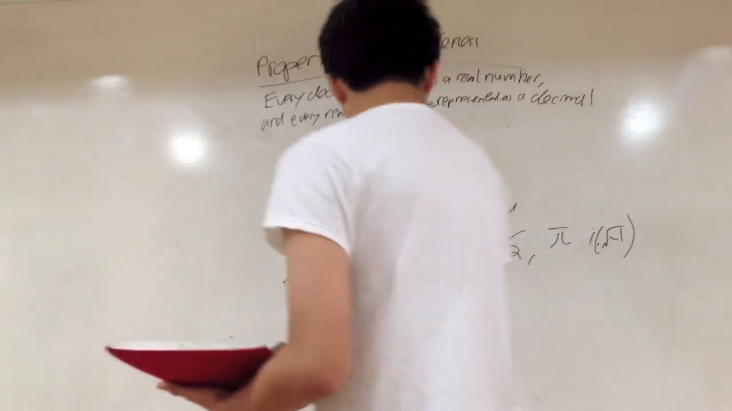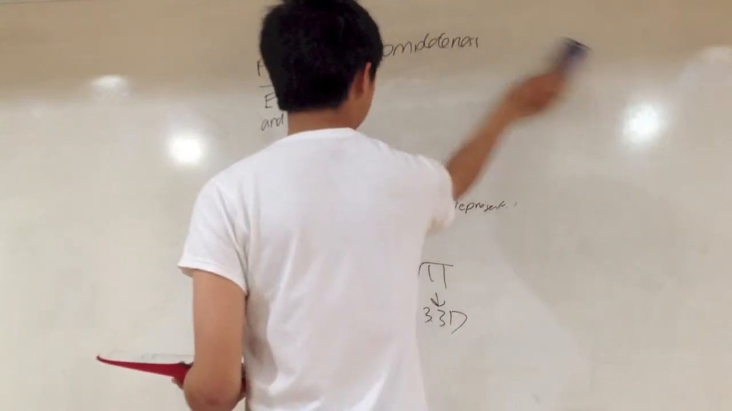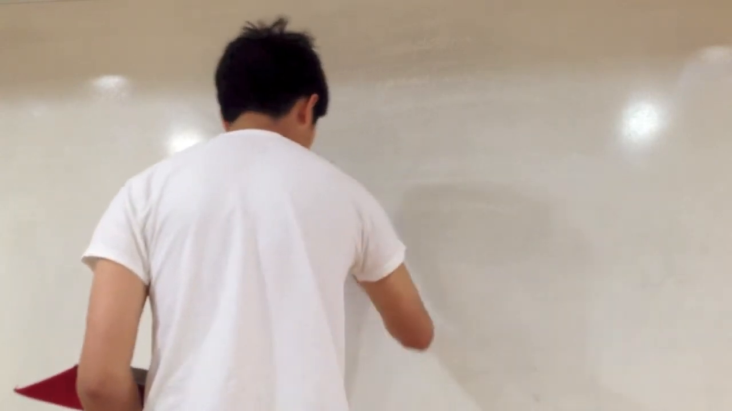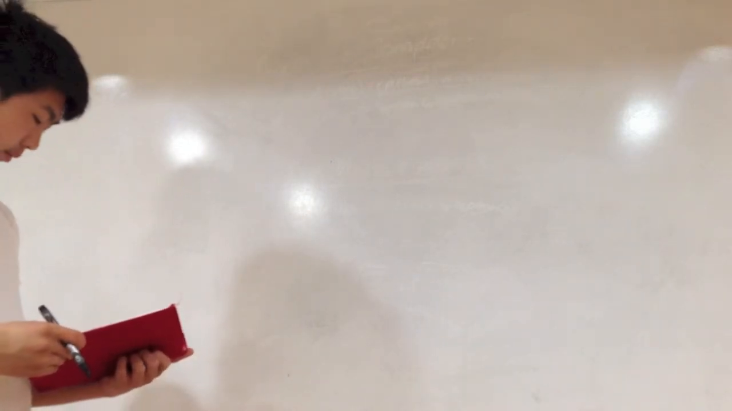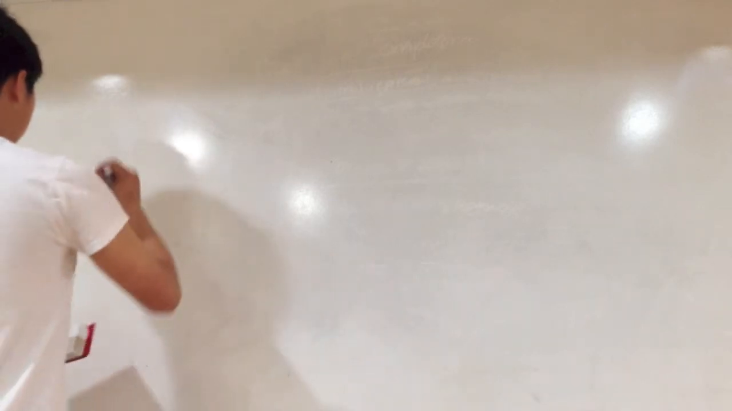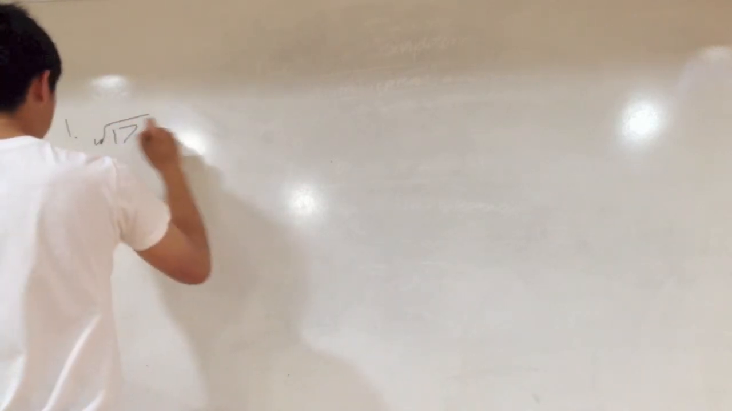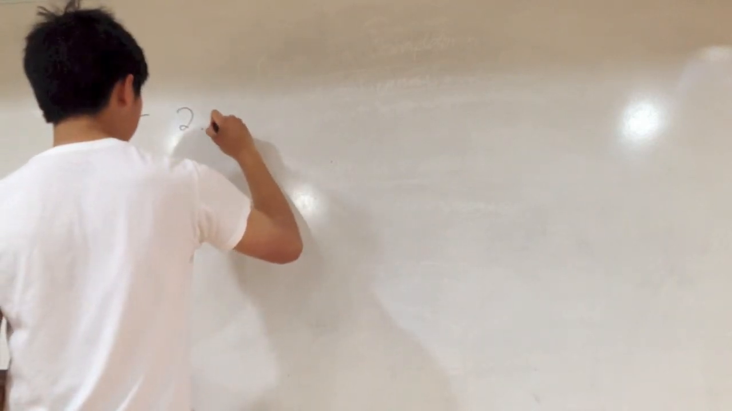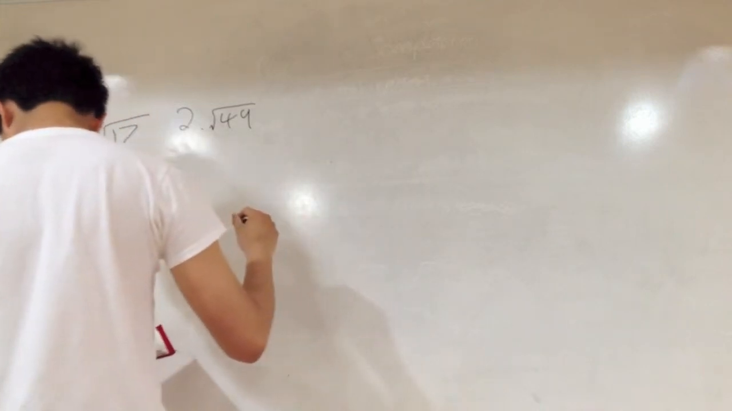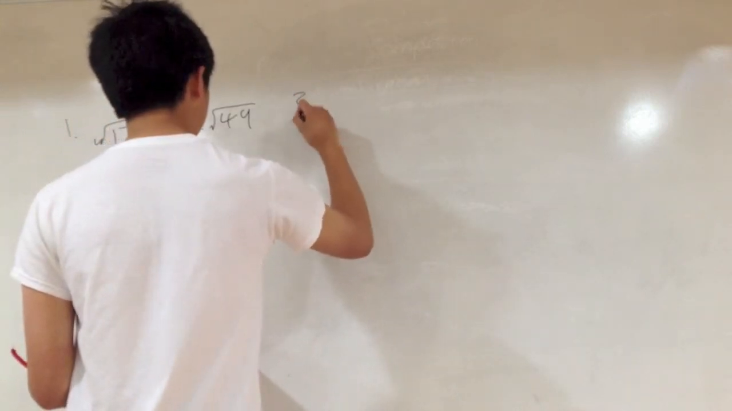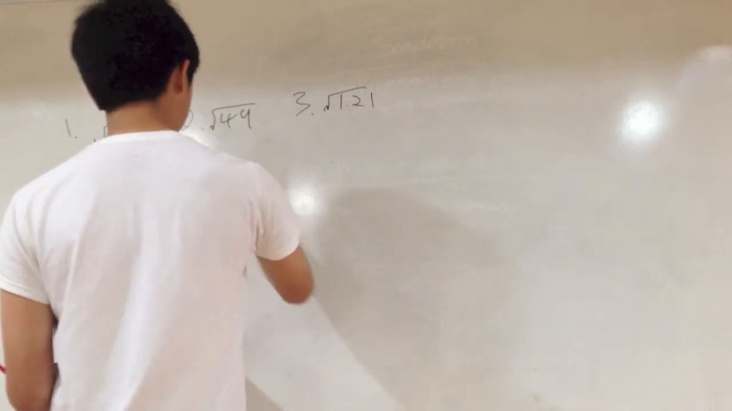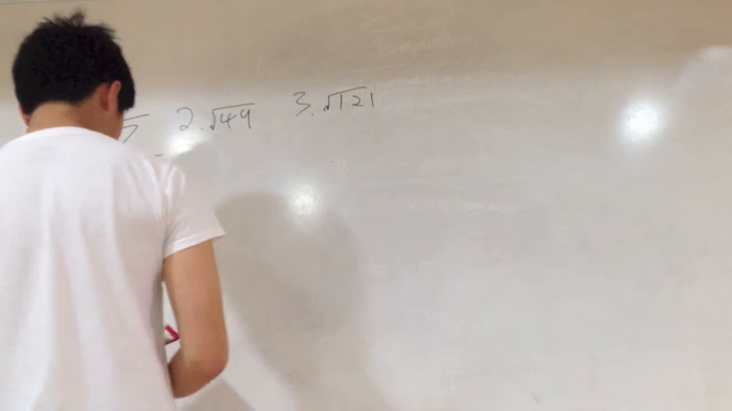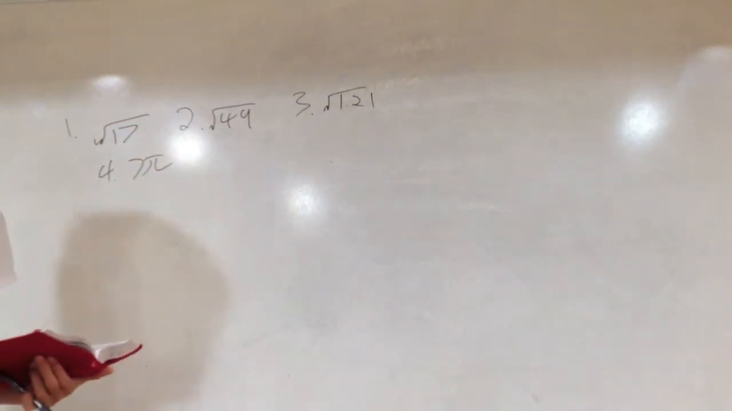Alright, so now that you know this, I can give you some exercises to do. So, for these exercises, you have to state whether each number represents a rational or irrational number. Okay, so you can pause the video, and when you solve them, you can keep playing.